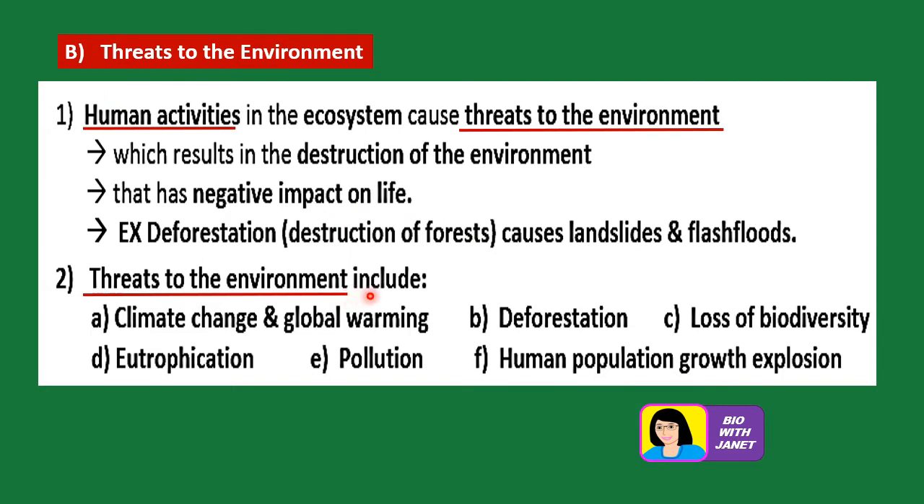So threats to the environment caused by human activities include climate change and global warming, deforestation, loss of biodiversity, eutrophication, pollution, and human population explosion. In this video, we'll be studying climate change and global warming. So climate change is caused by global warming, and global warming is caused by what? The greenhouse effect. So we need to find out more about the greenhouse effect.